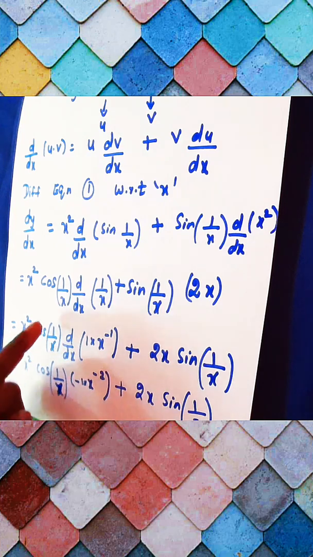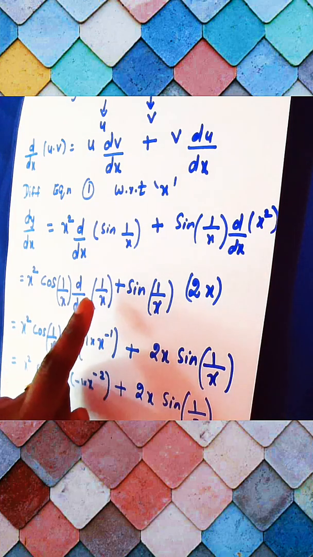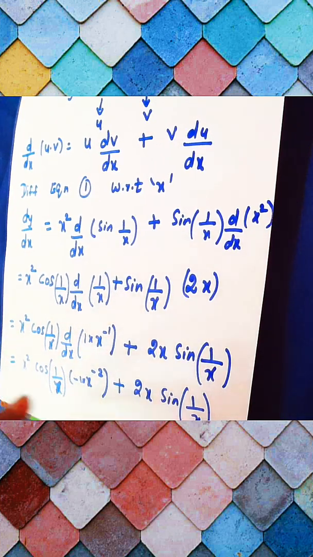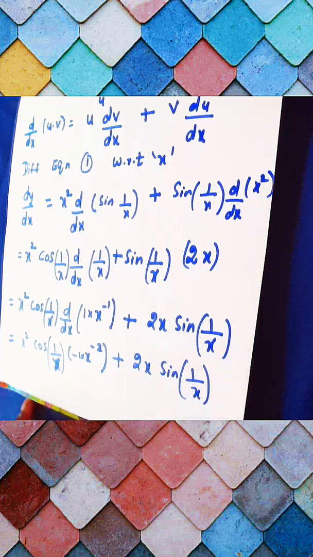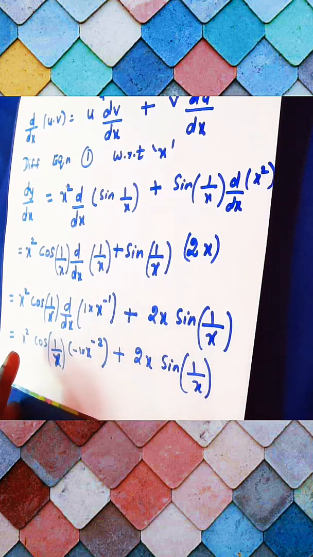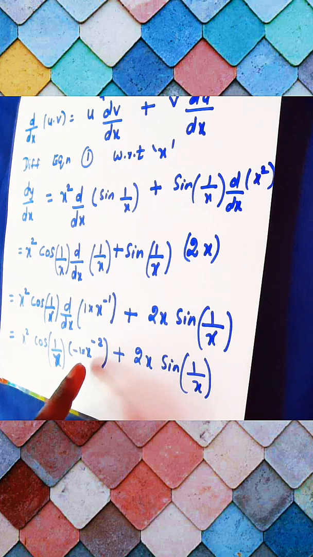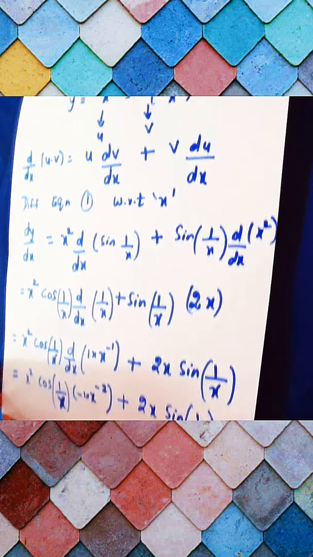X square times cos 1 by x, keep it as it is. You differentiate 1 by x. Think logically, because before differentiating, we have to simplify it. We'll bring x to the numerator, it will become x to the power minus 1, plus 2x in the front, 2x into sine 1 by x. Then what we did, we simplified it further. X square into cos 1 by x. Differentiation of x to the power minus 1 will give you minus 1 into x to the power minus 2, plus 2x into sine 1 by x. We are going to keep it as it is.